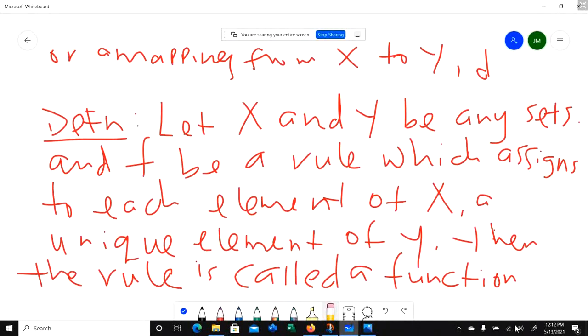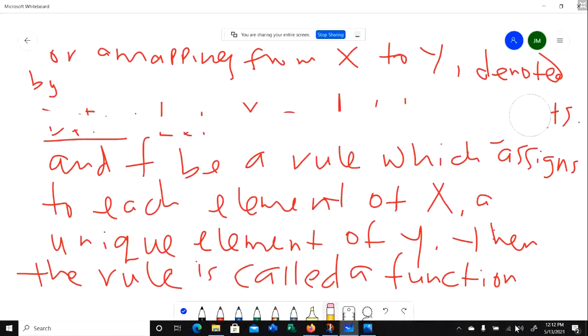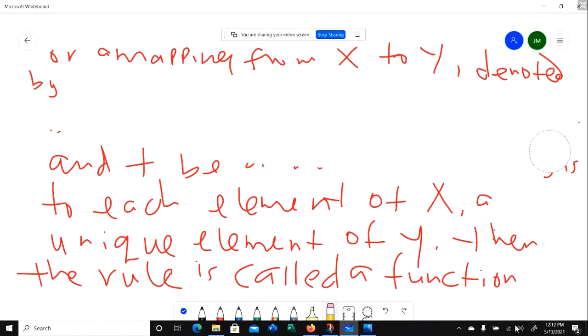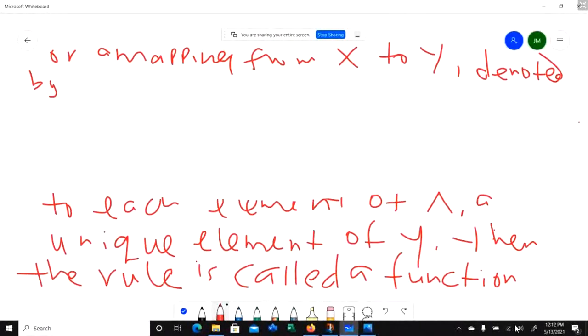We denote such a function by f : X → Y. I'm hoping you are writing this. It's an important definition for us to have. So when we take elements of X and map them to Y by a certain rule, that rule is the one we are calling f, the function f.